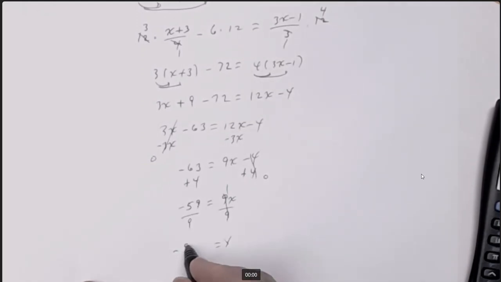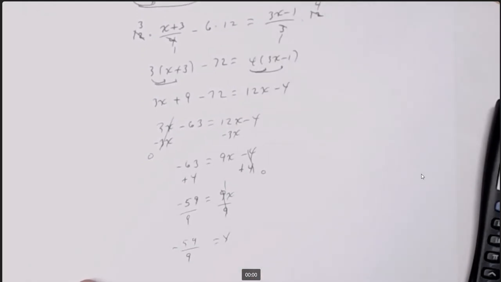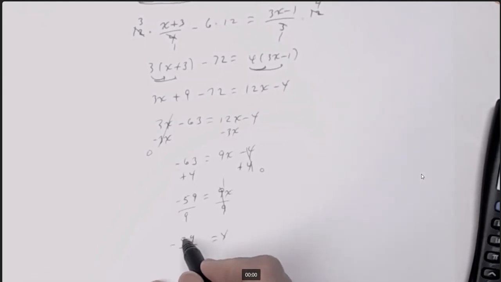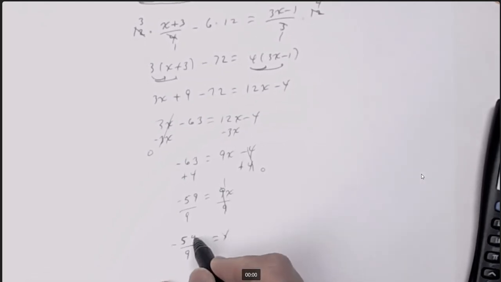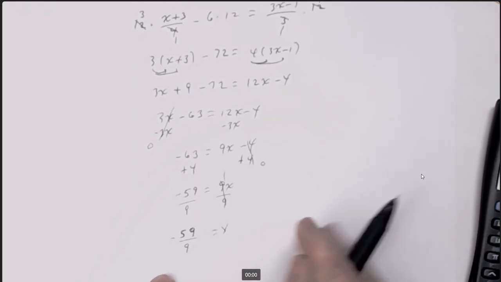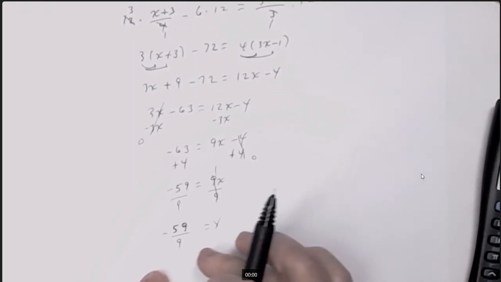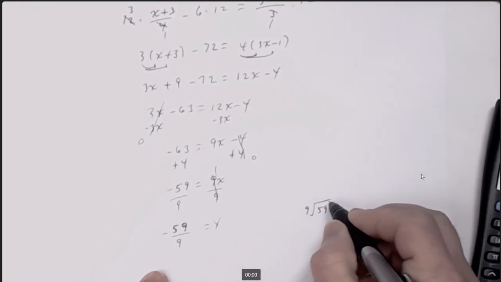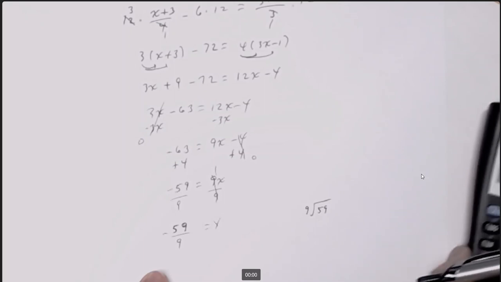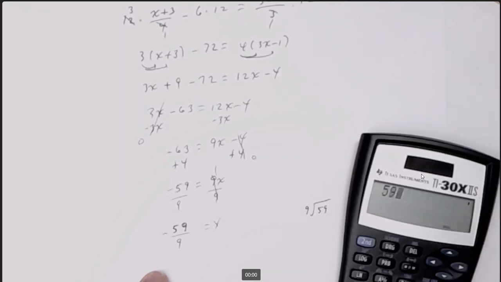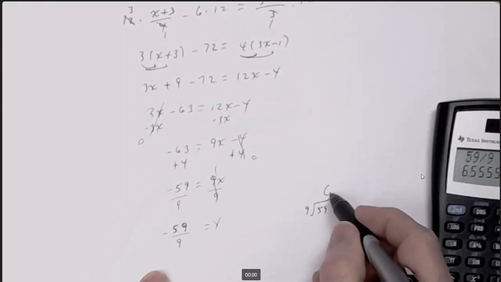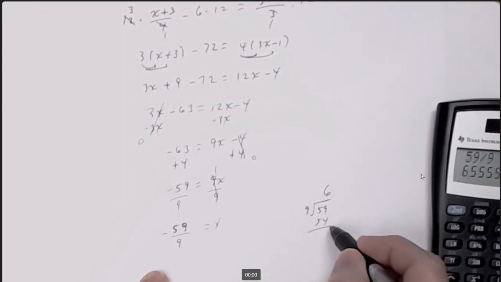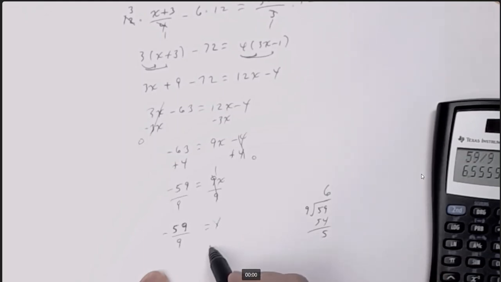Now, this is an improper fraction. That's a 9 right here. So if you want to change that to a mixed number, you can. 9 into 59: 59 divided by 9 is 6, and 9 times 6 is 54 with remainder 5. So you can say x equal negative 6 and 5/9. So either one of those is fine.